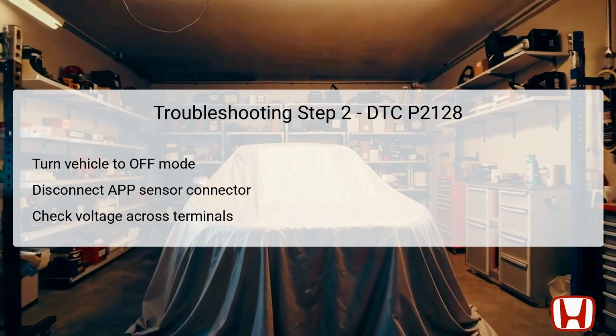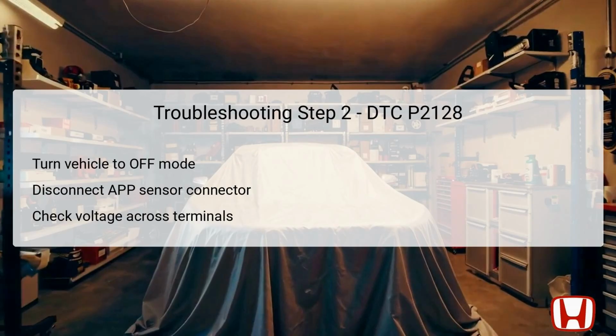The second troubleshooting step consists of diagnosing potential failure areas, focusing on the APP sensor itself. Firstly, turn the vehicle ignition to the off/lock position. Then, disconnect the APP sensor 6P connector. Following this, turn the ignition back to the on position while keeping the connector disconnected to prevent any circuit interference.